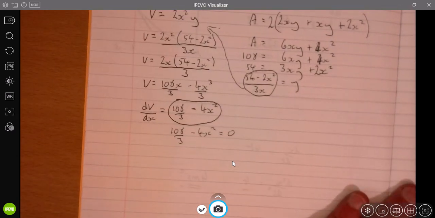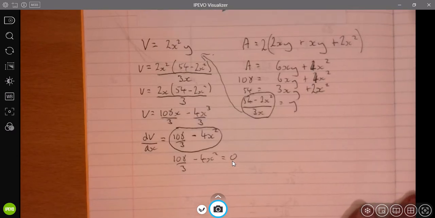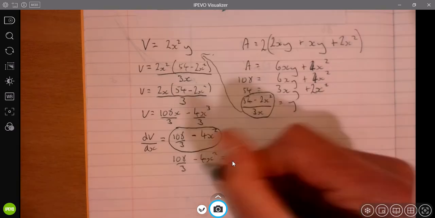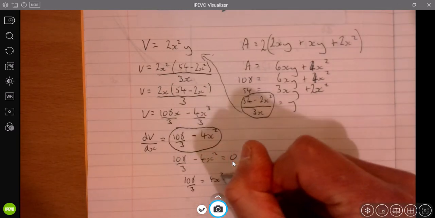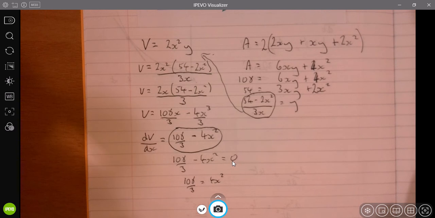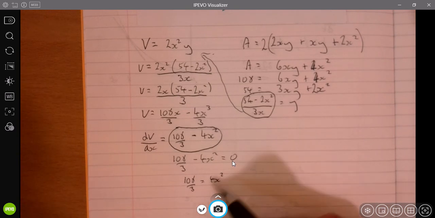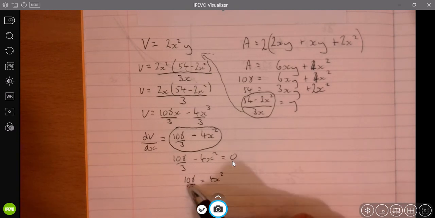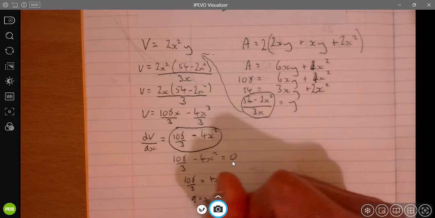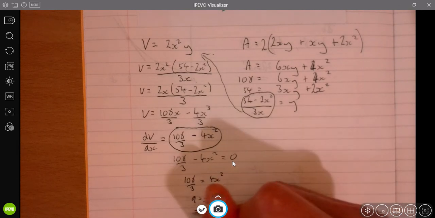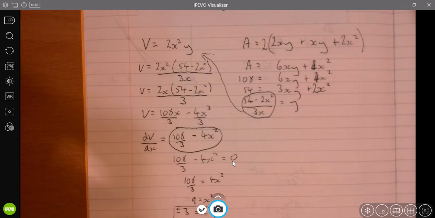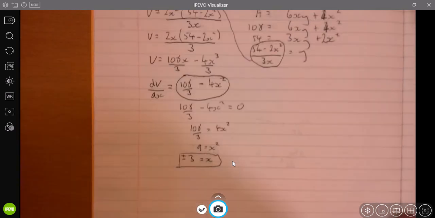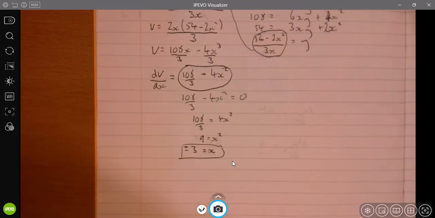So 108 over 3, take away 4x squared. When is that equal to 0? Add 4x squared to both sides, so 108 over 3 equals 4x squared. Divide by the 4, and that's going to give us 9 equals x squared, so x must equal plus or minus 3. Now remember, we're after the maximum, and this is the bit that a lot of people miss out: it's not going to be a negative, is it? It's going to be plus 3.